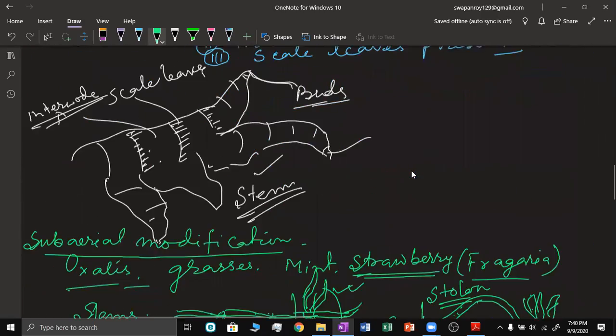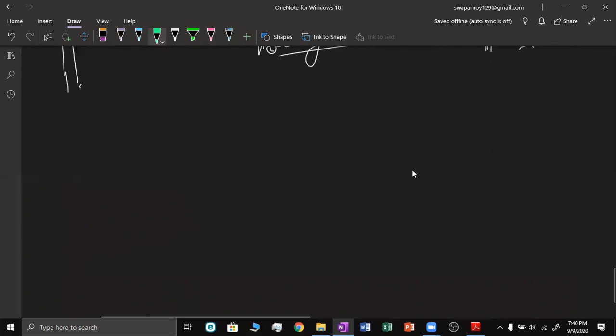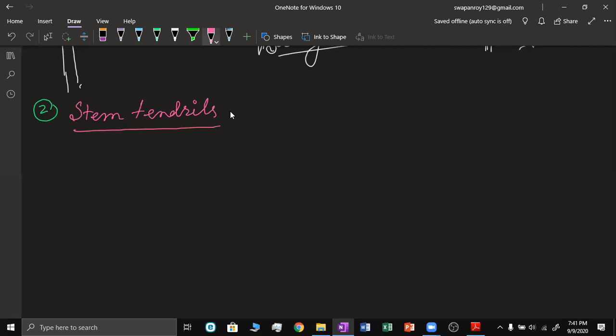Then next is another type of modification, found in some plants like pumpkins, grape, cucumbers. In these, there is a coiled structure, and that is known as a stem tendril. I think you have learned these things in your lower classes also. So try to recall those things.